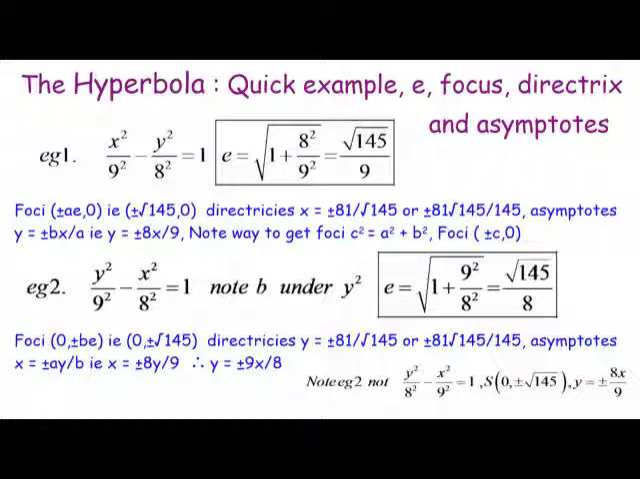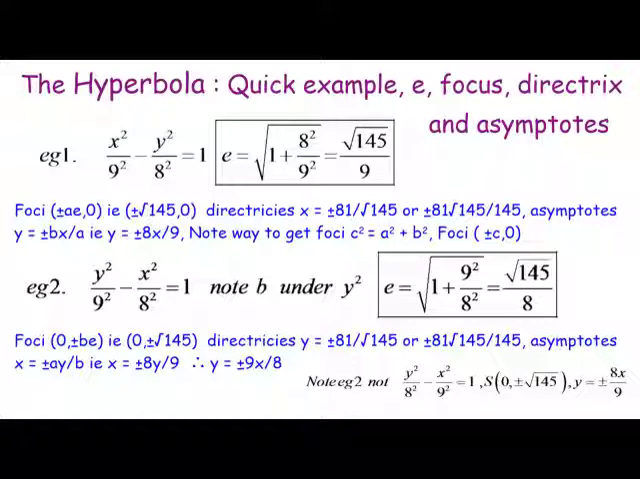You can see here x squared on 9 squared minus y squared on 8 squared. We use the eccentricity formula: e is equal to the square root of 1 plus b squared on a squared, and we can get the foci and directrices fairly easily. And these two are not symmetrical. You'll notice I put a special note there that the second example is actually not y squared on 8 squared, it's y squared on 9 squared minus x squared on 8 squared. That gives it a different eccentricity, and makes the asymptotes y equals plus or minus 9x on 8, as opposed to y equals plus or minus 8x on 9.